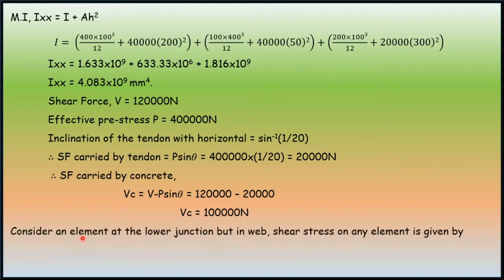Now consider an element at the lower junction but in the web. The I section is given, we have to consider the lower junction first, but in the web, shear stress on any element is given by tau V equals Vc A Y bar by I B. So in the I section, at this junction, how we have to take it we will see in the next part. So tau V is equal to this much shear force which is remaining in the concrete. This is the area, this is the Y bar, the moment of inertia and the B part, which comes to the value of 1.47 Newton per mm square.